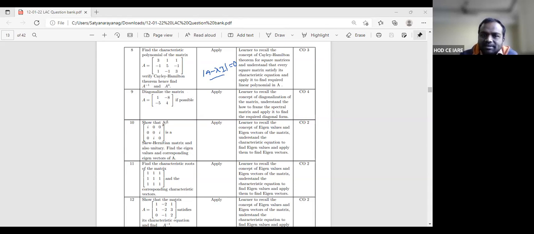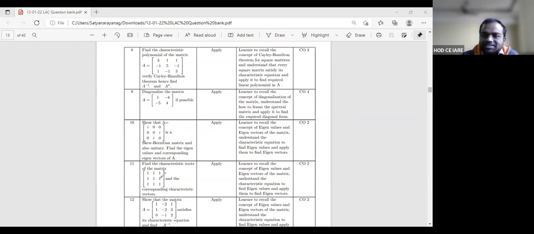Next, show that matrix A is a skew Hermitian matrix and unitary. First, skew Hermitian means we must show A^θ is equal to minus A. Next, A^θ A is equal to I. So check whether these two conditions are satisfied. After that, find the eigenvalues and corresponding eigenvectors. These are lengthy questions too. And next, find the characteristic roots and characteristic vectors, which are the eigenvalues and eigenvectors of this matrix.